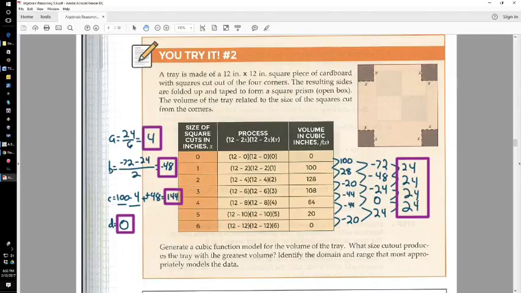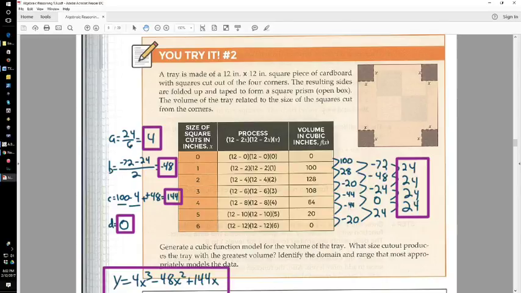y equals 4x to the third power, minus 48x squared, plus 144x, plus 0, which we don't need to write. So that is our cubic equation.